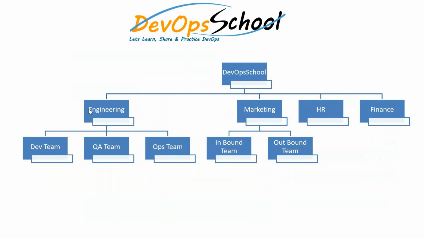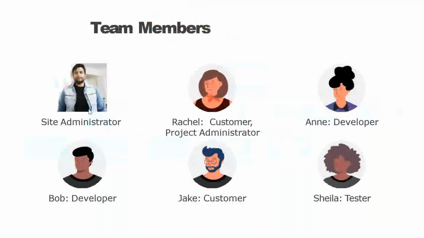Let's say your organization name is DevOps School, and DevOps School has multiple departments: engineering, marketing, HR, finance. In engineering you can have multiple spaces: dev team space, QA team, ops team, inbound, outbound, whatever it is, you can create spaces. These are the members you may have: administrator, customer project administrator, developer, or customer register. So these are the team members. Okay, so now demo time.